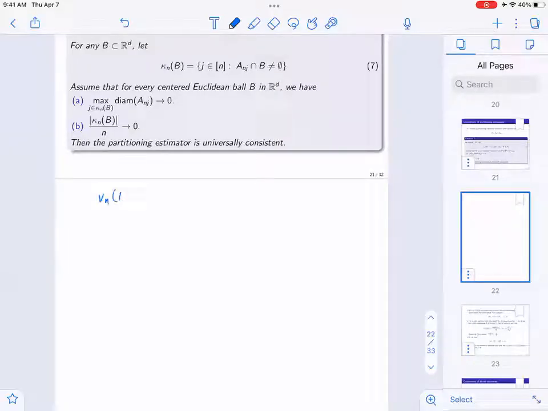I'm going to write something like this. This is sort of the empirical measure associated with the data points. You can define something like 1 over n times this. This is the probability measure. This is oftentimes called the empirical measure.